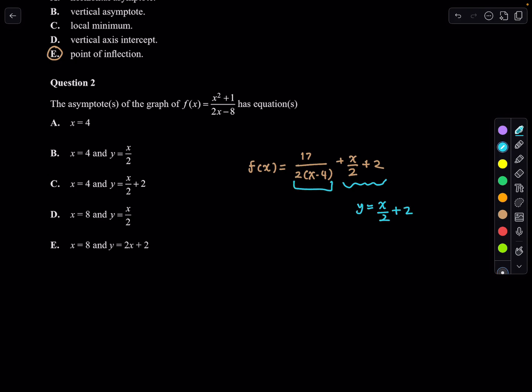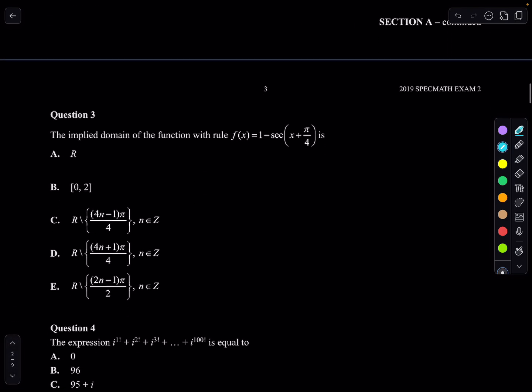And of course, remember you solve where the denominator equals 0. When you solve the denominator equals 0, it will give you the vertical asymptote. So it's x equals 4. So these are our two asymptotes: x equals 4, and we have an oblique asymptote at y equals x on 2 plus 2, which gives you the answer to question 2. Question 2 is C. Perfect.